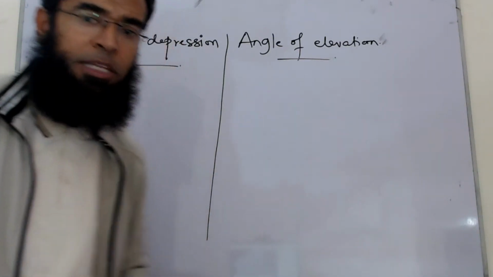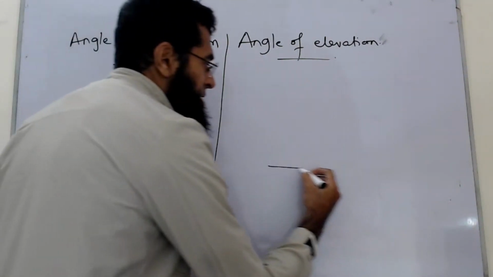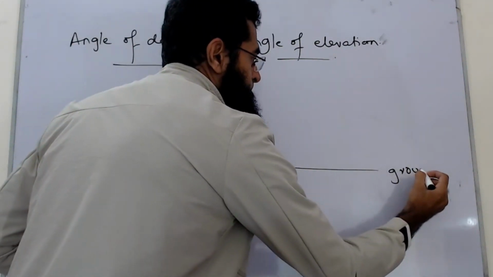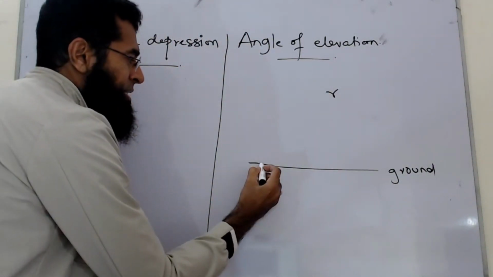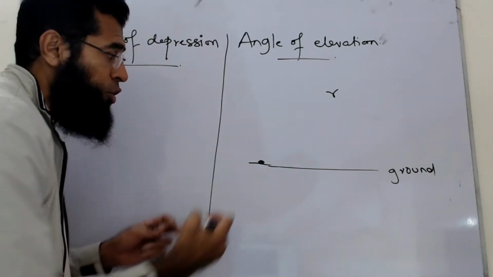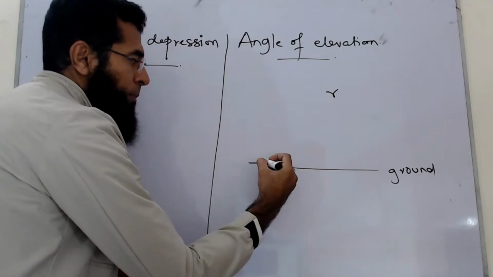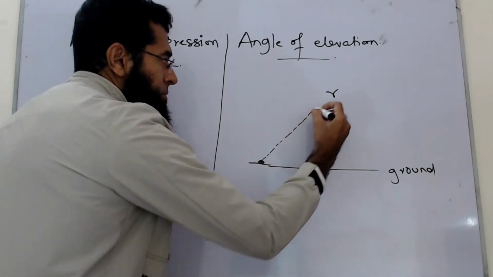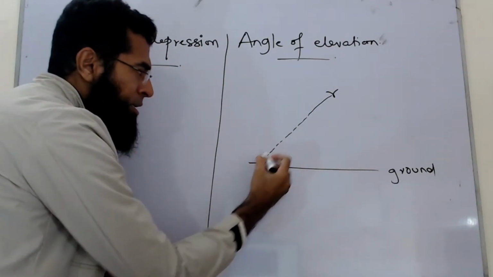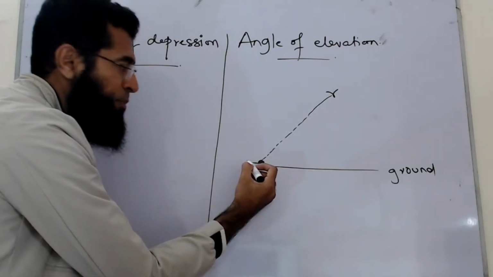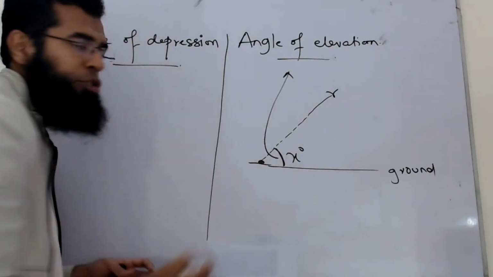Let me give you an example on the board to further explain this. Let's say this is the ground level, and there is a bird flying in the air. Someone is standing here on the ground. If he is looking at the bird, obviously this is the line of sight. And the angle which the line of sight is making with the x-axis, this is the angle of elevation.